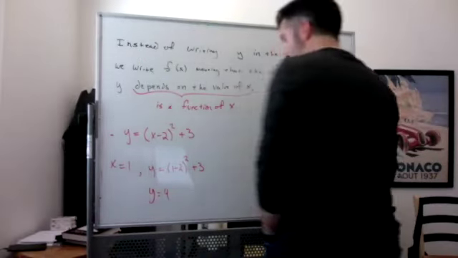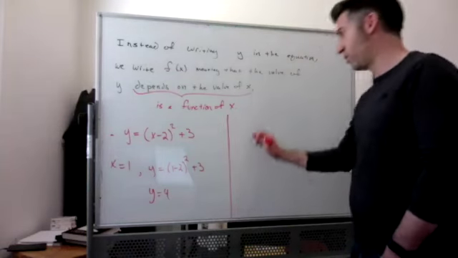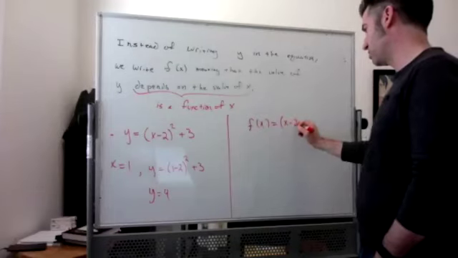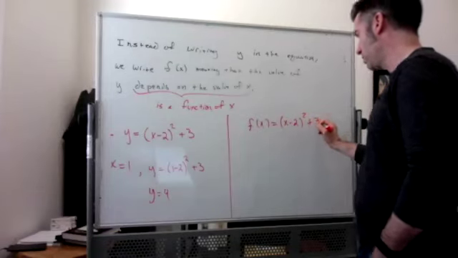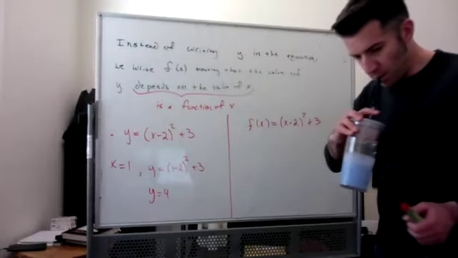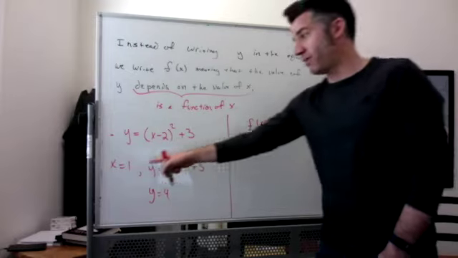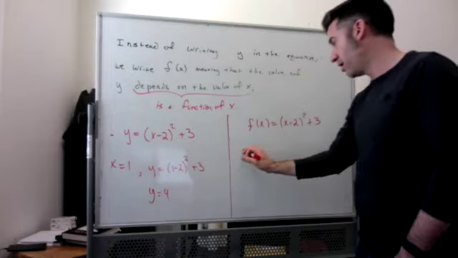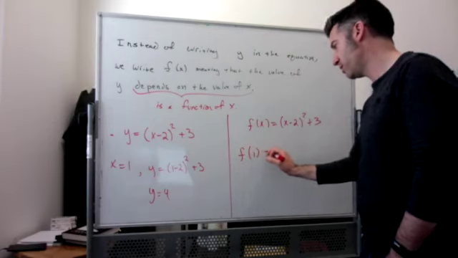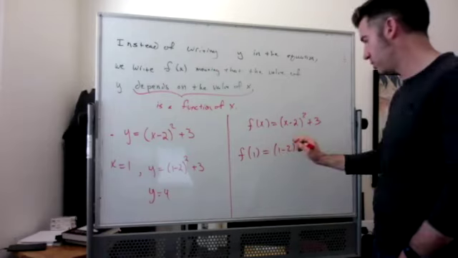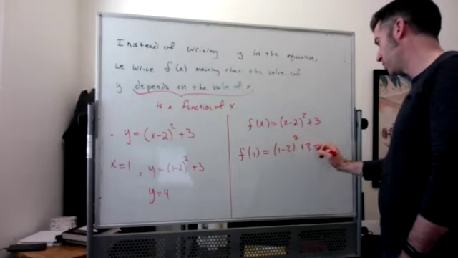On the other hand, look at this. If we write that f of x is equal to x minus 2 squared plus 3, and I want to know what happens when x equals 1, we'll check it out. f of 1 is equal to 1 minus 2 squared plus 3, which is 4. It's the same computation.